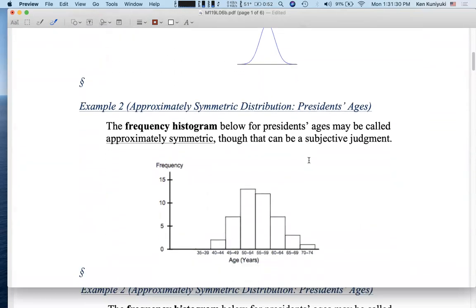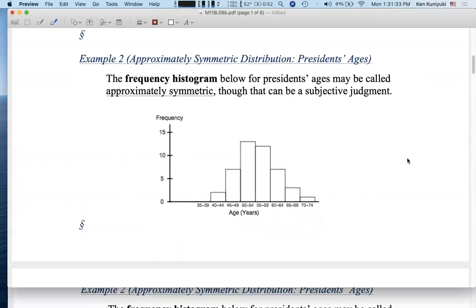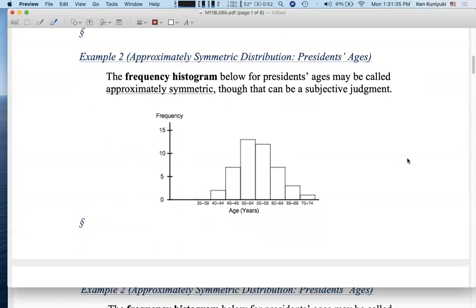Now, we rarely see perfect symmetry. For example, if you look at this frequency histogram for presidents' ages, some people might call this approximately symmetric. You rarely get perfect symmetry from real-life data, but some people might call this histogram approximately symmetric. Some people might say not so much. It can be a subjective judgment, which is one reason why some pure mathematicians are annoyed with statistics, because you sometimes have these subjective judgments. Is this about symmetric? Many people would say yes, but some people would say no.